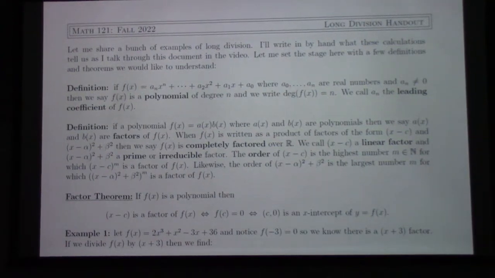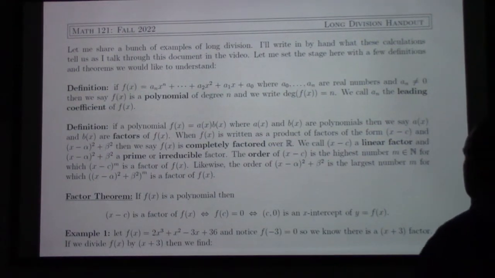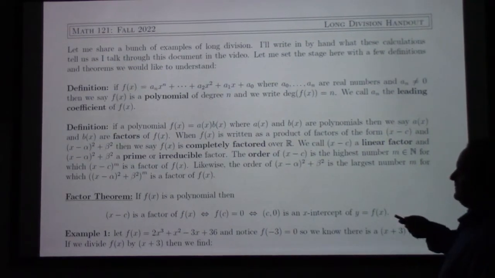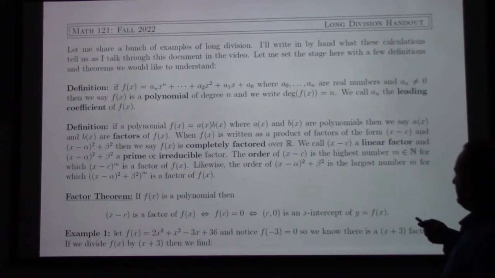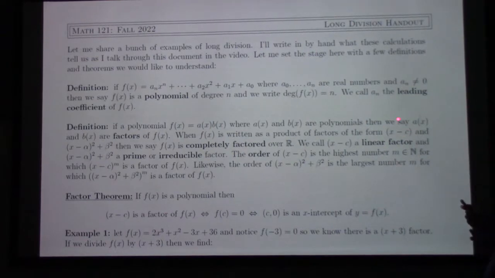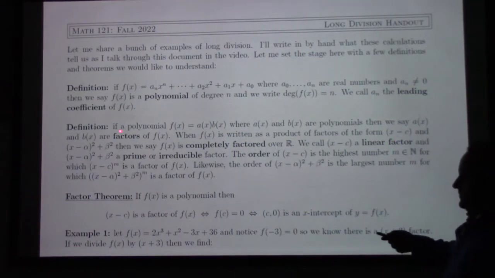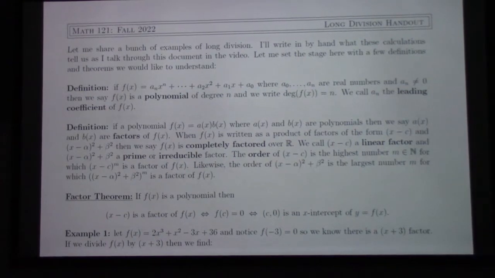So here's the handout that I'm going to share with you guys. At the top I write some things that I told you last class about what's a polynomial. Then down here I define what we mean by factor, and what we mean by completely factored. Completely factored means all the factors are either of the form x minus c, or they're prime factors, and they could possibly be repeated, of course.